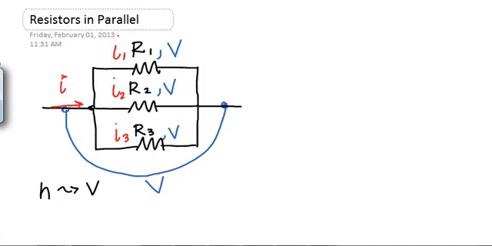So since each one of these resistors can have a different resistance, the current naturally is going to take the path of least resistance, unless the line is shorter, so to speak. So all the current I that comes into this junction right here, some of it goes through R1, some of it goes through R2, some of it goes through R3.